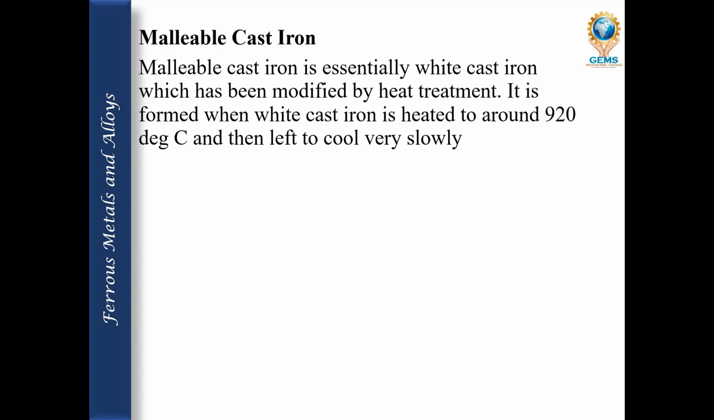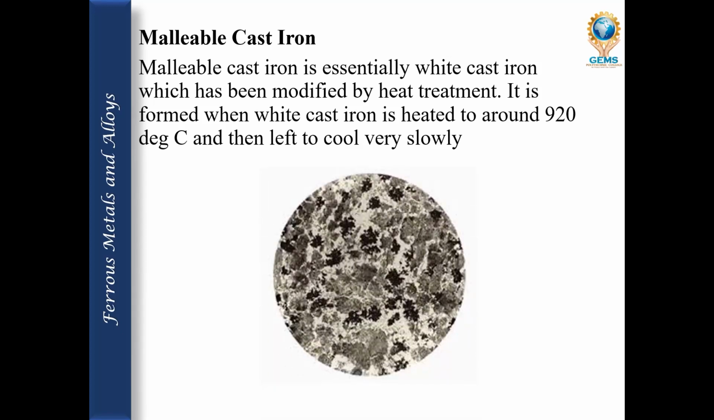It is formed when white cast iron is heated to around 920 degrees Celsius and then left to cool very slowly. Once the heating has been done, it is left for the cooling process. Once it cools very slowly, that is called malleable cast iron.